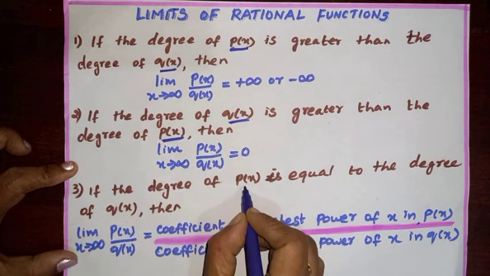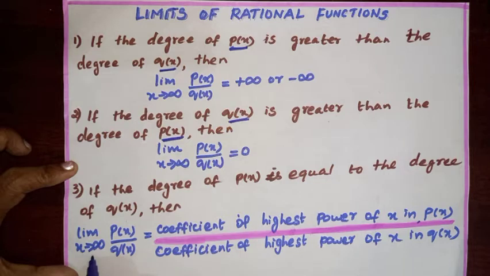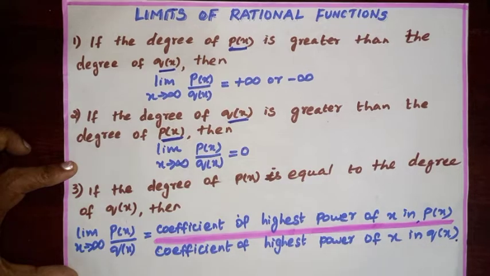If the degree of p of x is equal to the degree of q of x, then limit x tends to infinity p of x by q of x equal to the coefficient of the highest power of x in p of x divided by the coefficient of the highest power of x in q of x.